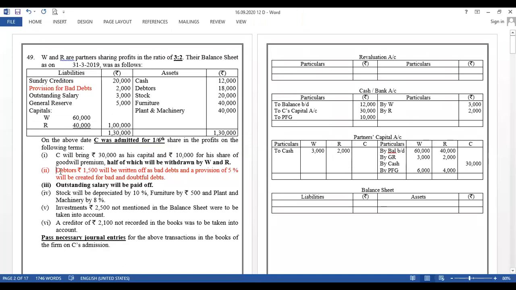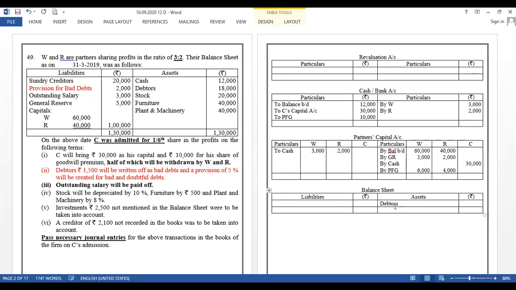Second, debtors of 1,500 will be written off as bad debts, and a provision of 5% will be created for bad and doubtful debts. A very, very rarely seen adjustment. Normally we have the adjustment for provision for doubtful debts. Bad debts are very rarely seen, right? So we know, like in the balance sheet, debtors.